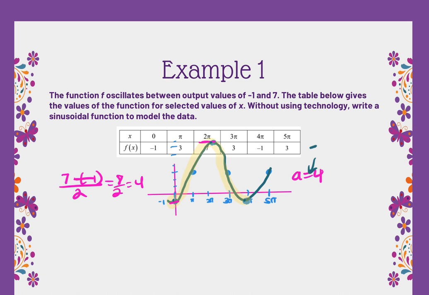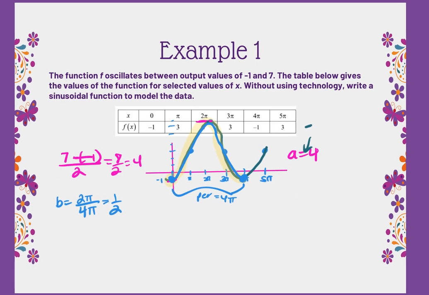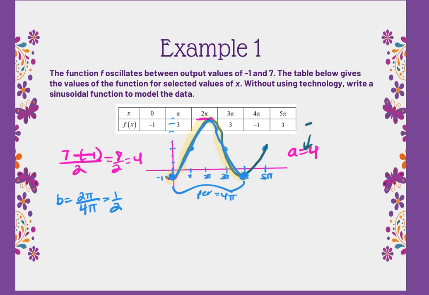Next thing we want to find is B, and to do that, we need the period. So if I start here, I go up and I come back down again here, that's from 0 to 4 pi. So my period is 4 pi, and B is 2 pi over the period. So 2 pi over 4 pi is 1/2. Now I have B. We said there's no phase shift because there's no left or right movement.